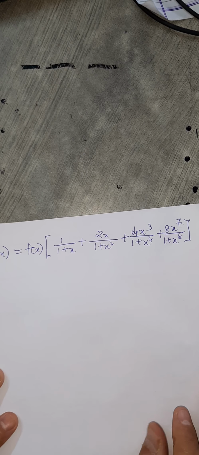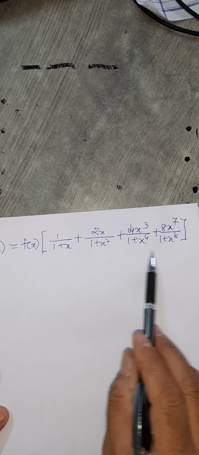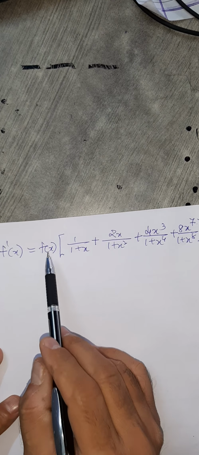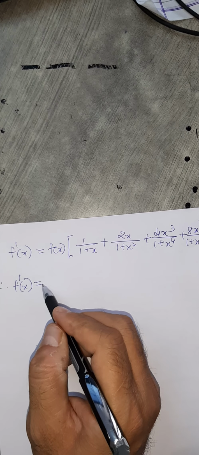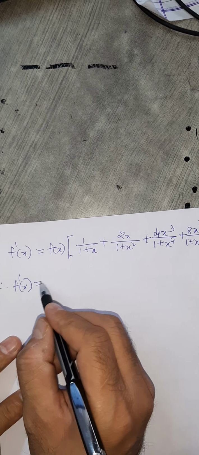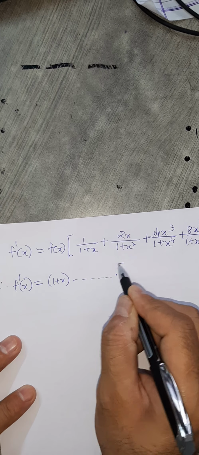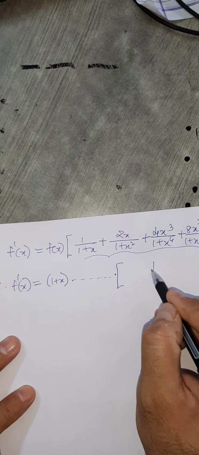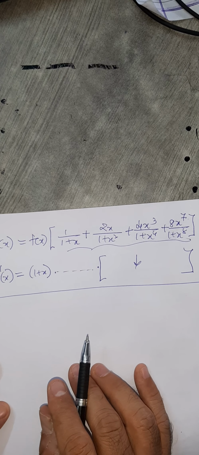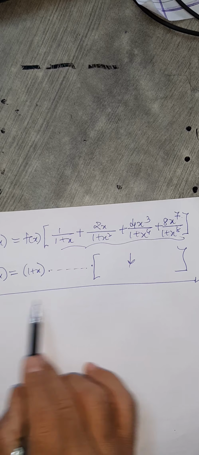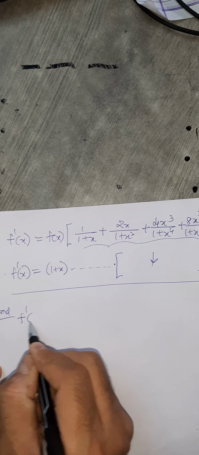This is what f dash x is, which is this one. You can put the value of f(x) here. So therefore f dash x equals, what was f(x)? That is that expression 1 plus x into this. Inside the bracket you can just copy this here. So this is your answer. This is your answer, remember. This is your answer. And finally f dash 1.